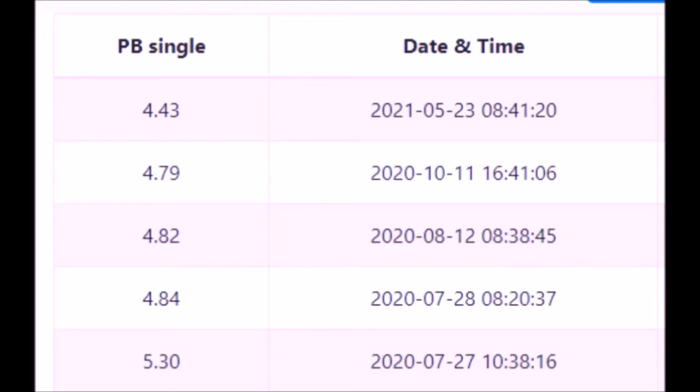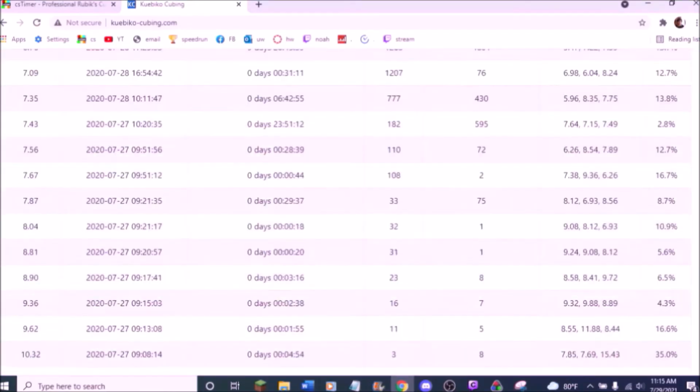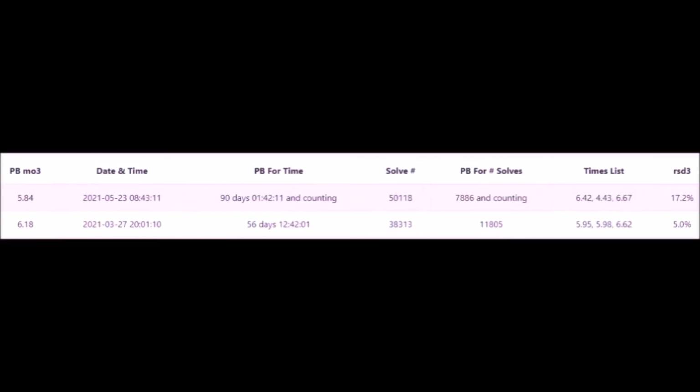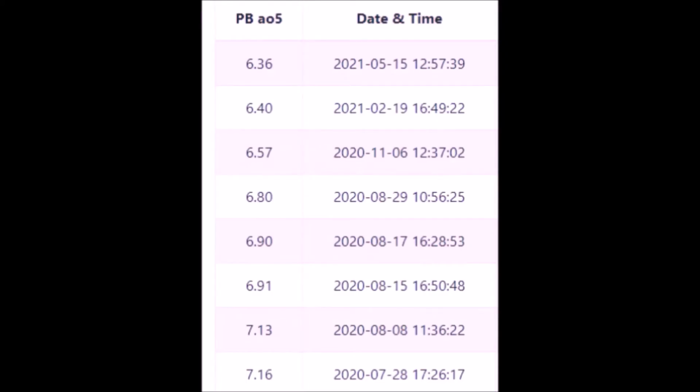Then it took me 7 months until I finally got a 4.43, and that's where the PB stood until the end. For my mean of 3 PB, over time it steadily decreased from 6.76 down to 6.18, and then on May 23rd, 2021, I got my first ever sub 6 mean of 3. For average of 5, after the first 2 days it was 7.16. Over the next month it decreased to 6.80.